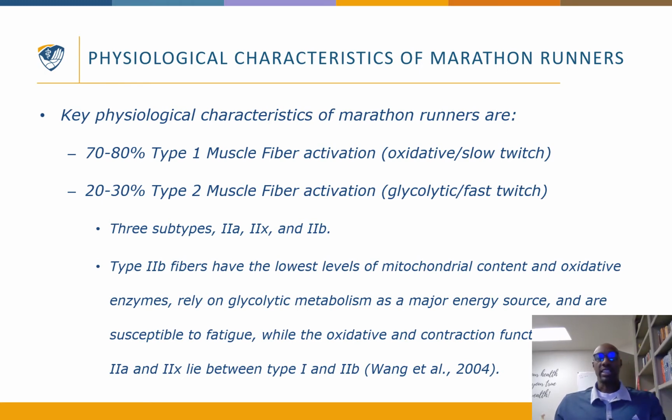Then there's an oxidative contraction from the 2A and 2X fibers, which lie between type 1 and type 2B. And this comes more into detail when we're talking about the energy system utilization during the VO2 slow component and the VO2 fast component.